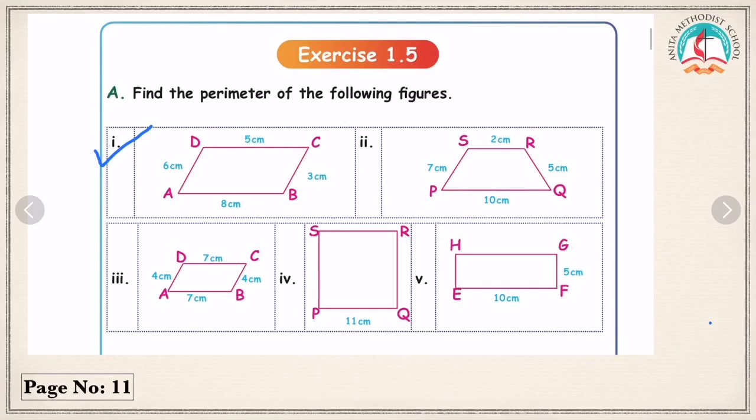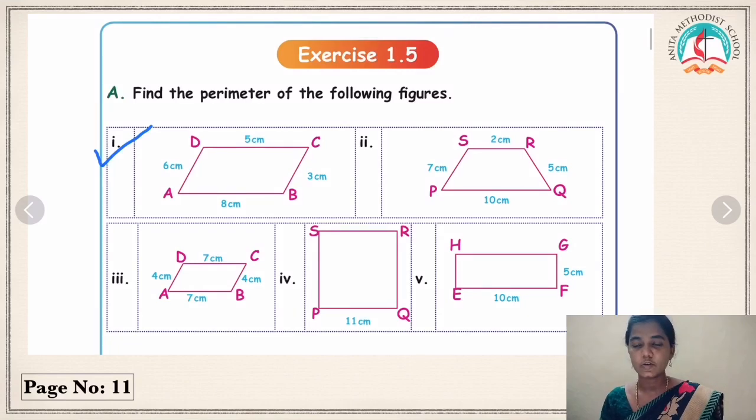Okay, children, so I hope you completed the first sum. So what about your perimeter? 8 centimeter plus 3 centimeter, that is 11. 11 plus 5, 16. 16 plus 6 is 22. Again 22 centimeter is my perimeter. So okay, children, so now we will move on to the next problem.